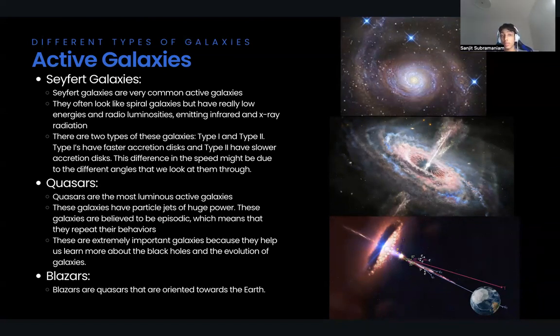Quasars are another type of active galaxies, and they're the most luminous type of active galaxies. These galaxies have particle jets of huge power, and they're believed to be episodic, which means that they repeat their behaviors like a sinusoidal function. These are extremely important galaxies because they help us learn more about black holes and the evolution of galaxies. Another type of active galaxy is a blazar. Blazars are basically just quasars that are oriented towards the Earth.